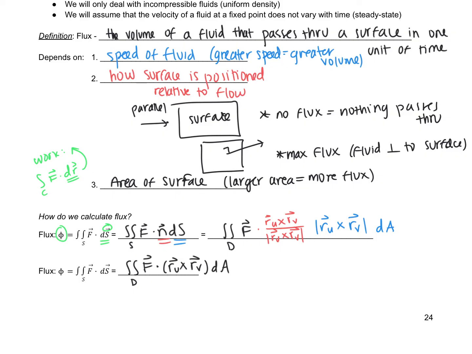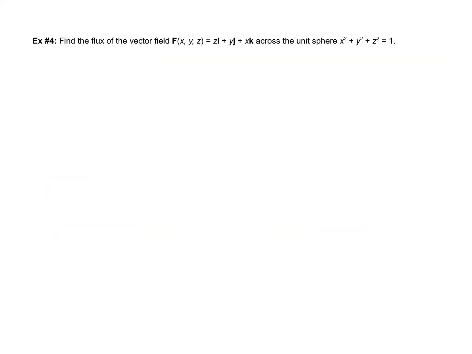As you can see, unlike earlier when we did surface integrals, we are going to need a parametric representation. So either we're going to hope that we get a parametric representation, or we're going to have to come up with one. So let's see an example where we calculate some flux. Example 4: find the flux of the vector field F across the unit sphere, x squared plus y squared plus z squared equals 1. We don't have a parametric representation for this surface, so we're going to need one.